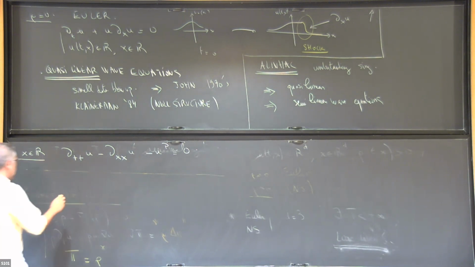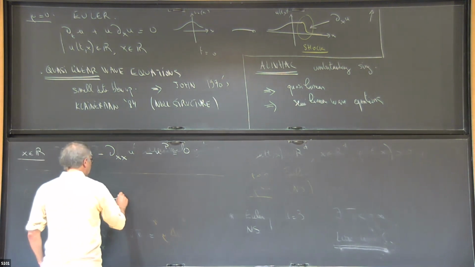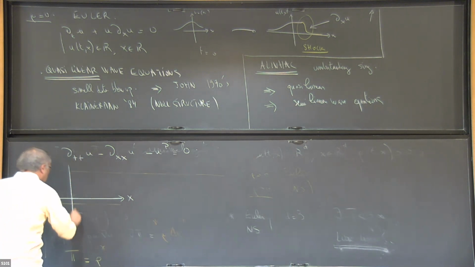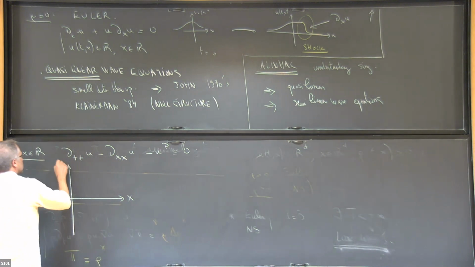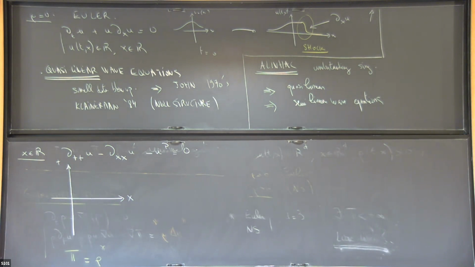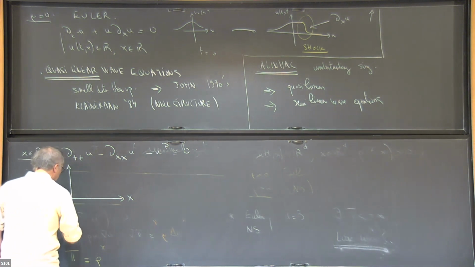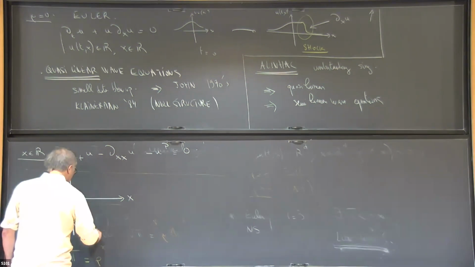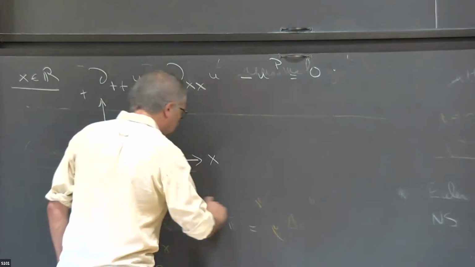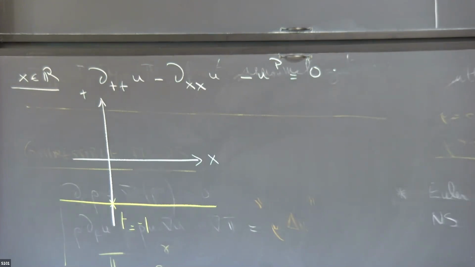Then the point I want to make is the following. So if this is x, if this is time, then I can do the following thing. What did we discuss so far? We discussed the following thing. So imagine that I give you my data at time minus 1. This is my initial data. It's a very nice initial data.